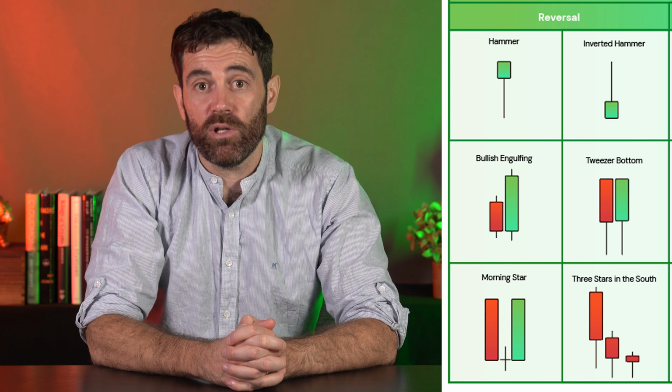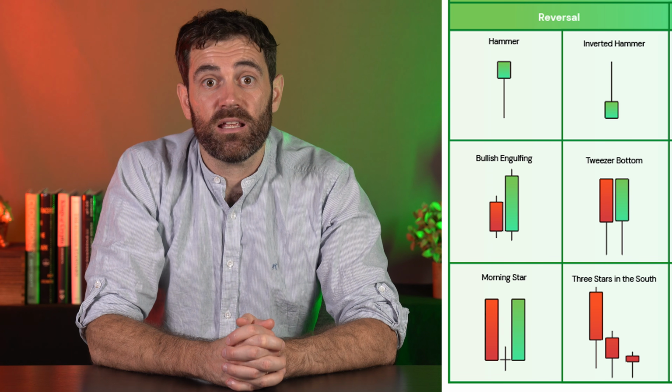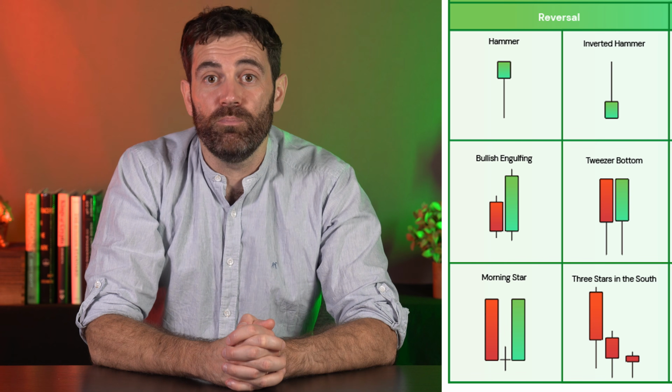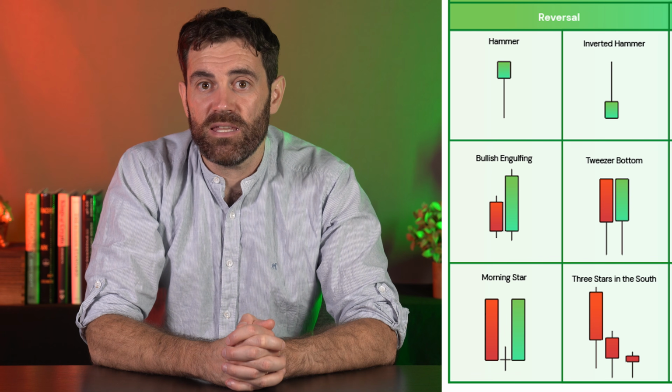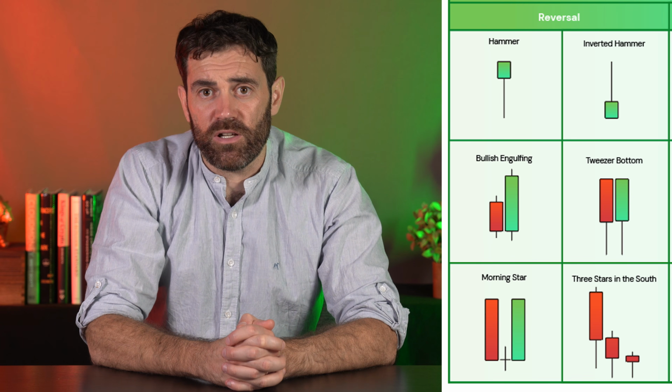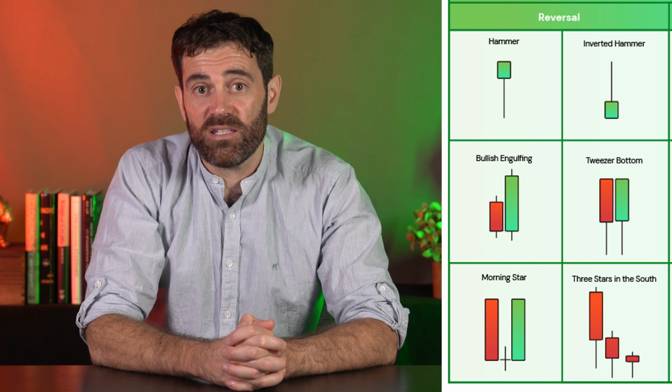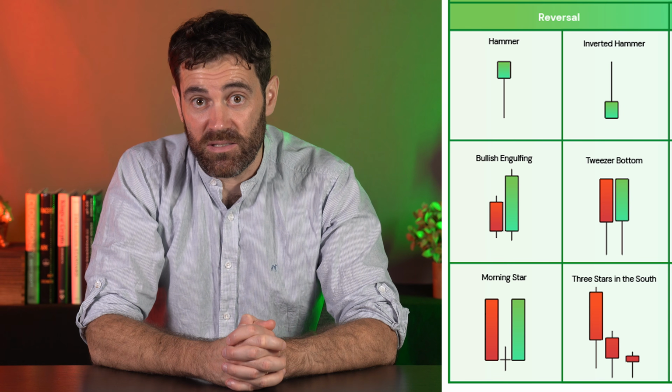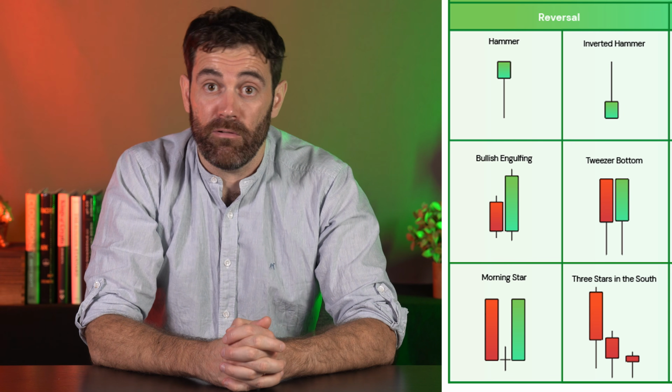And this relates to the other side of the coin, which is the bullish reversal patterns. These include the inverted hammer, the bullish engulfing, and the 3 stars in the south. You'll notice that these bullish reversal patterns tend to look almost identical to the bearish reversal patterns, except, well, they're in reverse. Not surprisingly, the inverted hammer tends to confuse traders.